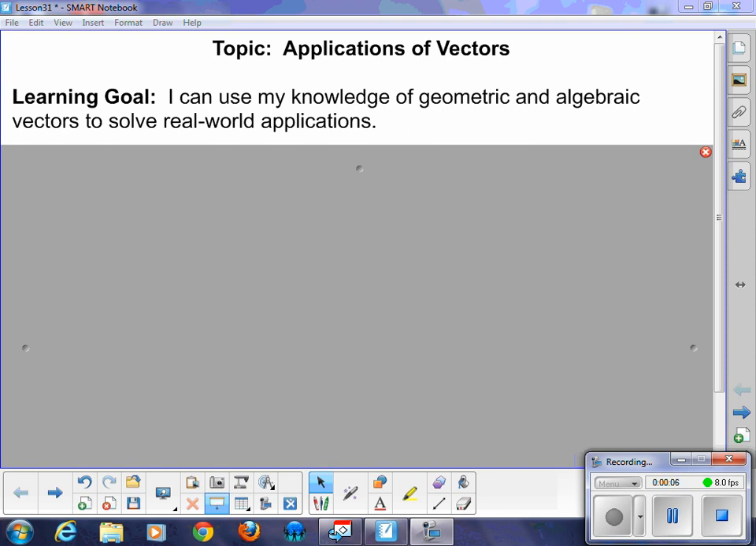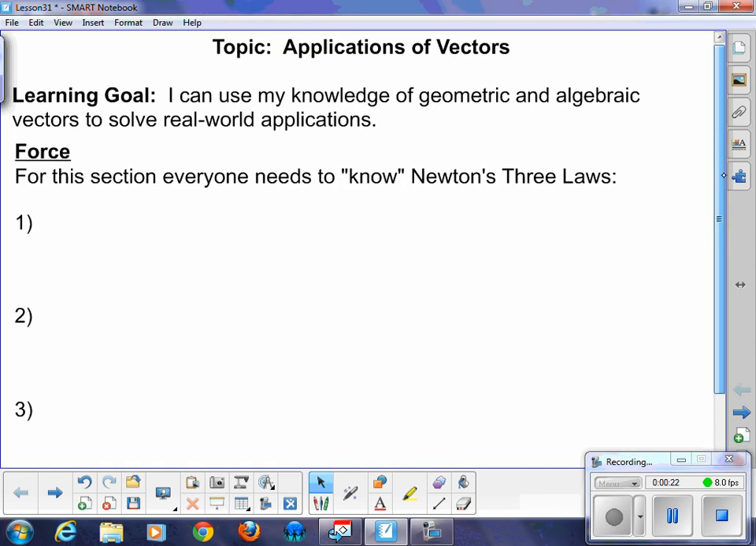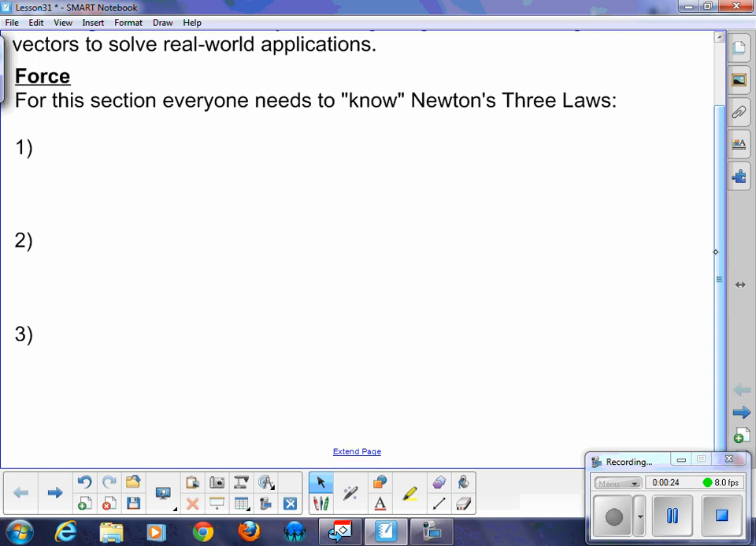So in this lesson, I'm going to take your knowledge of geometric and algebraic vectors, which you've been working on in the previous lessons. I want you to solve real-world applications. This is going to be the trickier one because you're going to have to decide: am I going to use algebra or am I going to use geometric processes? The final answer really doesn't matter. Either one will get you the correct answer, but one's more efficient than the other. Some of you are going to say, I just want to use algebra all the way through. Well, there's a time and place for everything, and I'll show you why.